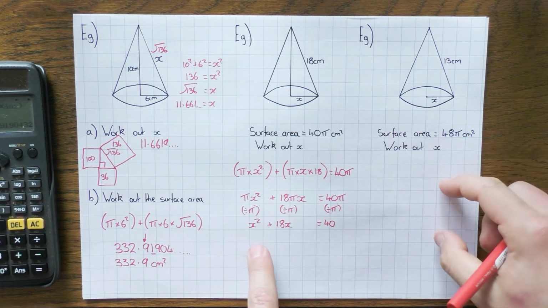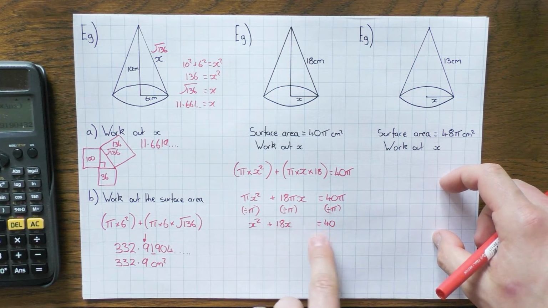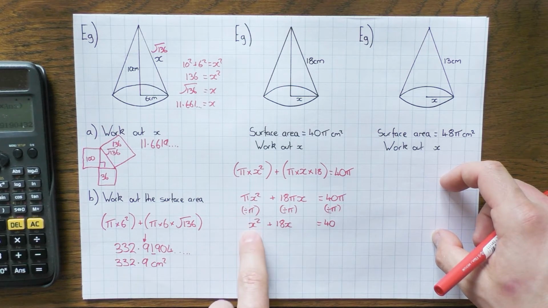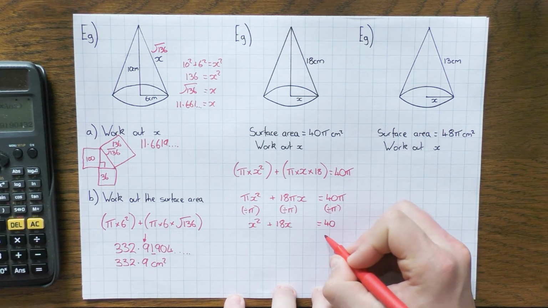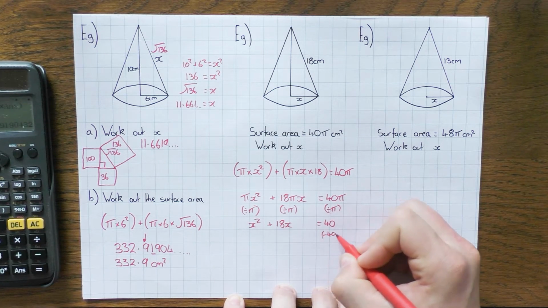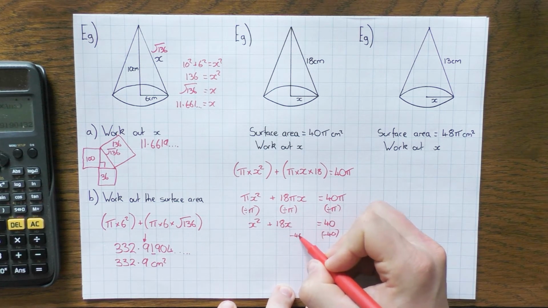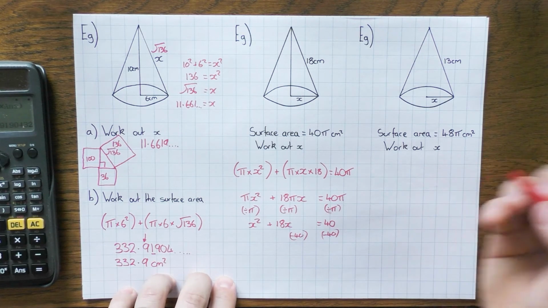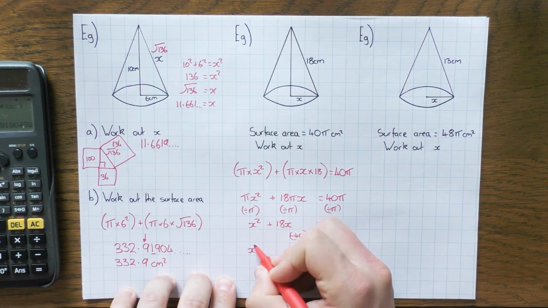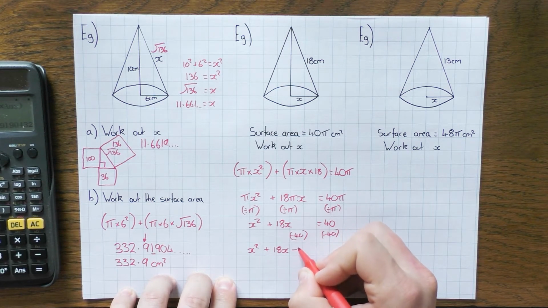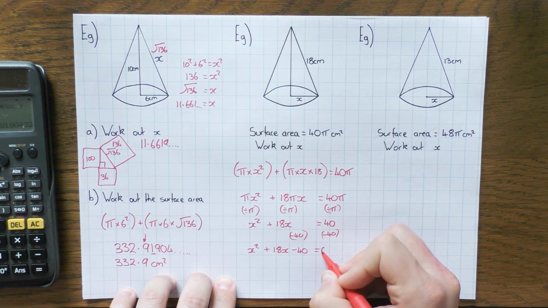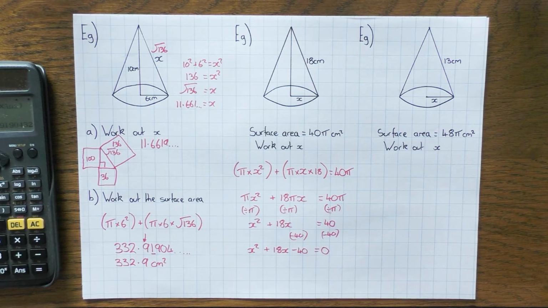Now hopefully you can start to see why I said solving a quadratic by factorising, because we have an x squared, an x and a number, but whenever you solve it needs to equal 0. So I'm now going to get rid of the 40 from that side, and obviously if I do that I do it from the other side as well. So I'm left with x squared plus 18x minus 40 equals 0. Once you've done that, you can now factorise this.